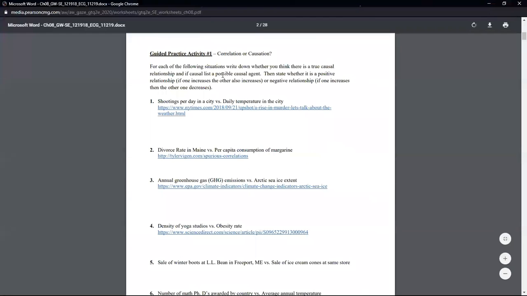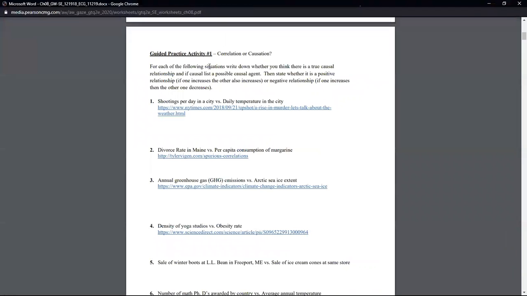So this page, for each of the following situations, write down whether you think there's a true causal relationship or if there's just correlation, or if it's what we call spurious, which would mean no real relation at all. It's a coincidence. So shootings per day in a city versus the daily temperature in a city. And they go on to say that this is a possible causal relationship based on the data. And basically they say heat might make people irritable and cause shootings.